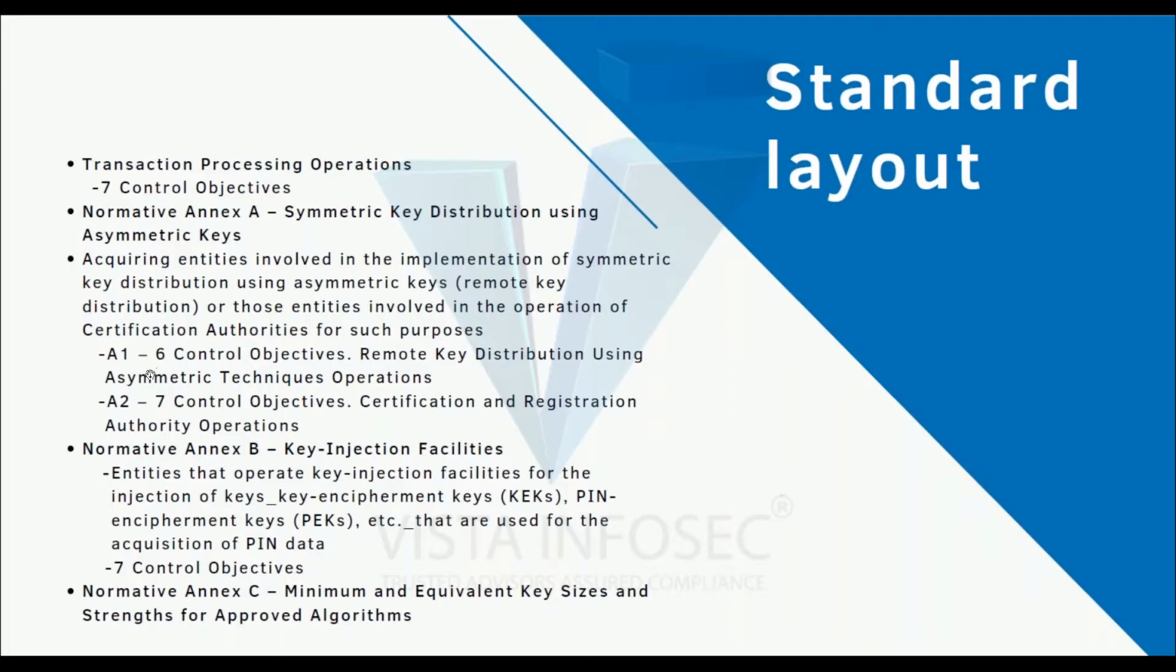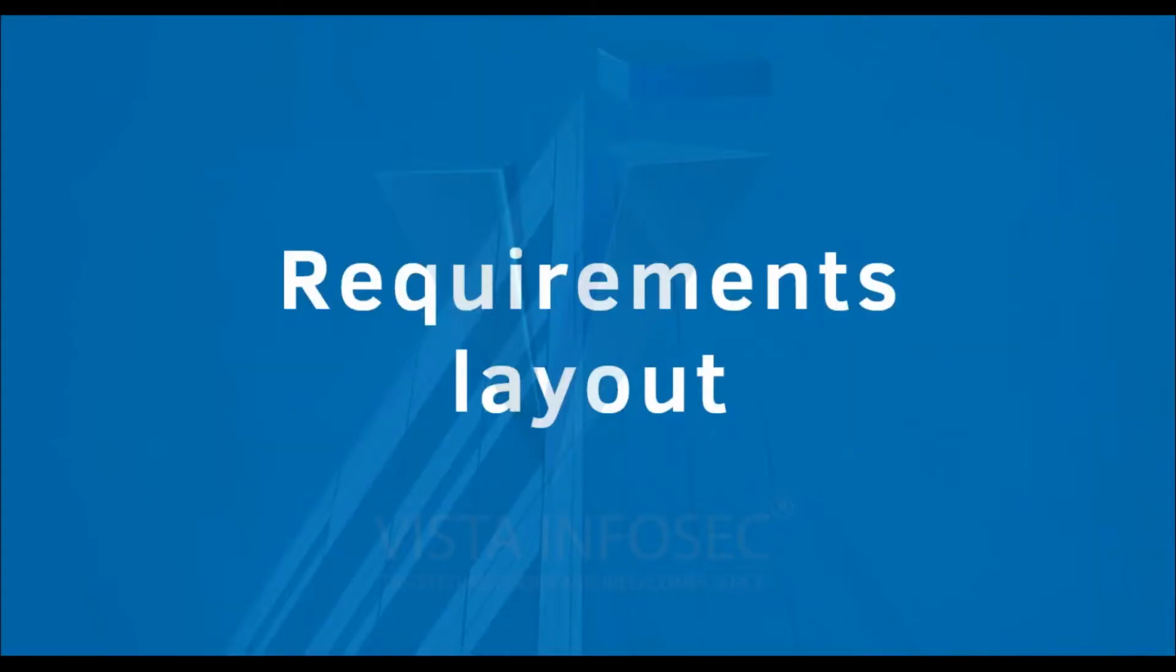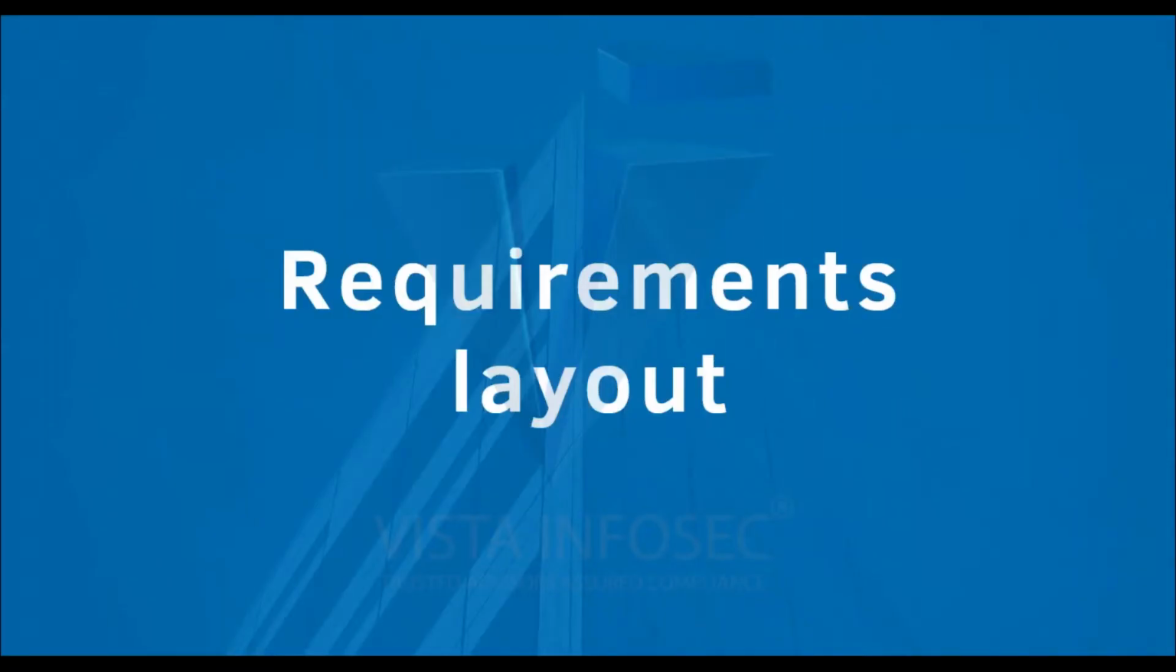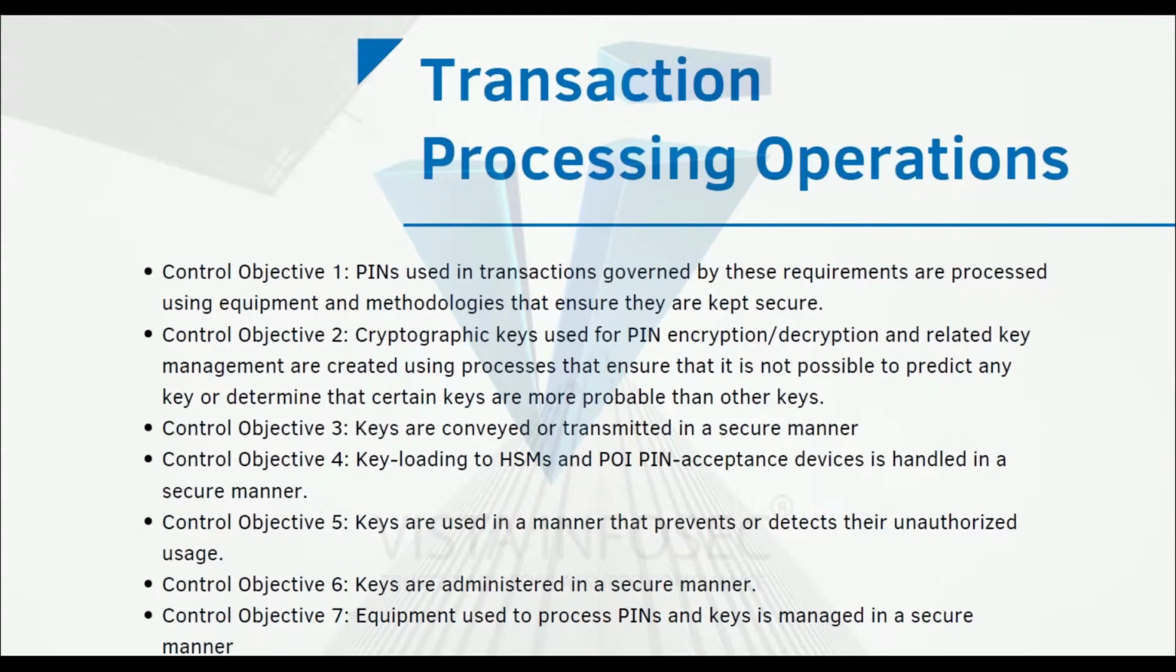So moving ahead, the requirements layout. What we saw was a brief summary of the entire standard: how many sections there are, how many annexures, how many control objectives. Now this is what each of the sections looks like. Transaction processing operations has, as you saw earlier, 7 control objectives. I can't really get into each one of them.